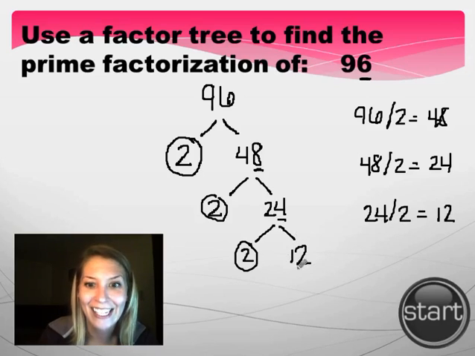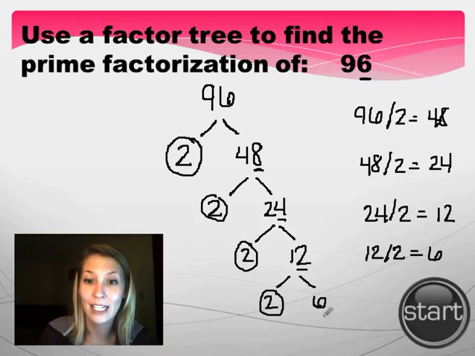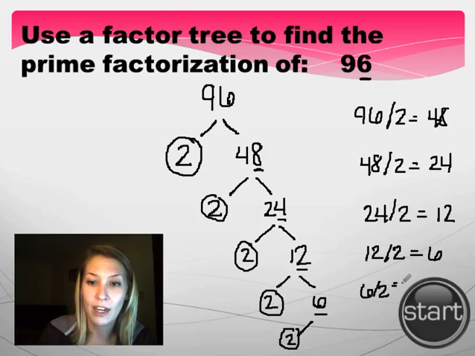12 again is an even number, so we are going to divide that in half. 12 divided by 2 is equal to 6. Now, 6 is an even number again, so I'm going to divide that in half, which is 2. 6 divided in half equals 3. And 3 is a prime number as well.